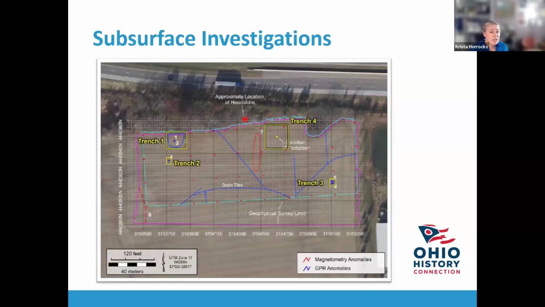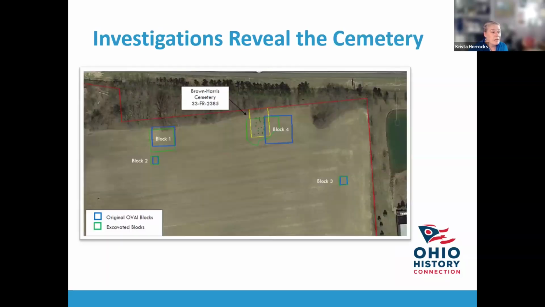So subsurface investigations took place in 4 areas around the anomalies identified during the ground penetrating radar survey. Trench 4 didn't have any anomalies, but it was a buffer set around the footstone location. A trackhoe removed the plow zone, which was approximately 18 inches deep of soil, to expose the subsoil beneath. Excavations in trenches 1, 2, and 3 did not identify any cultural features, but trench area 4, where the footstone was located, was a success.